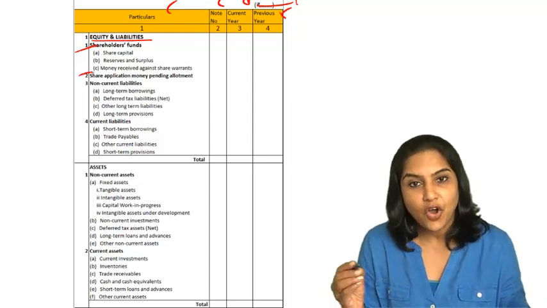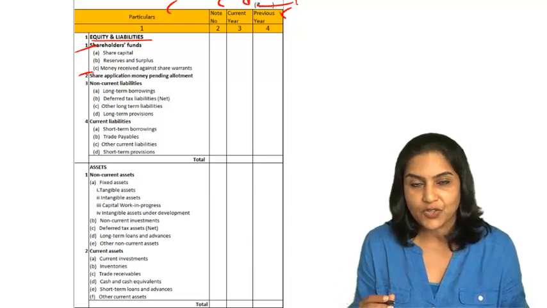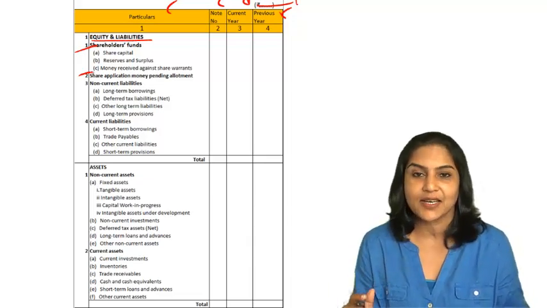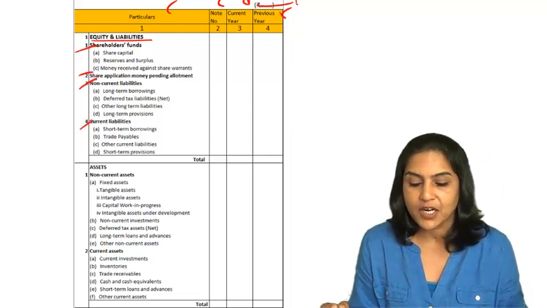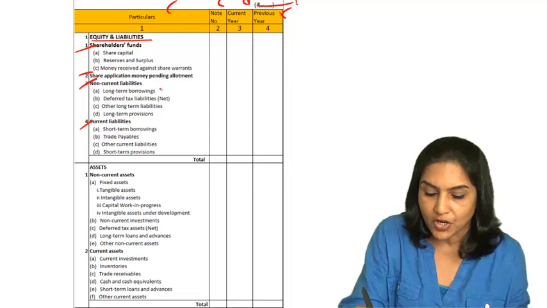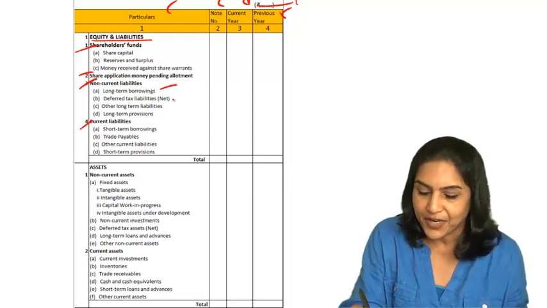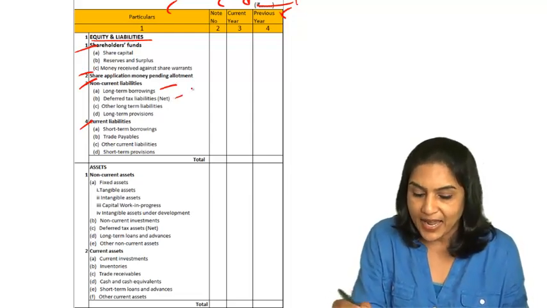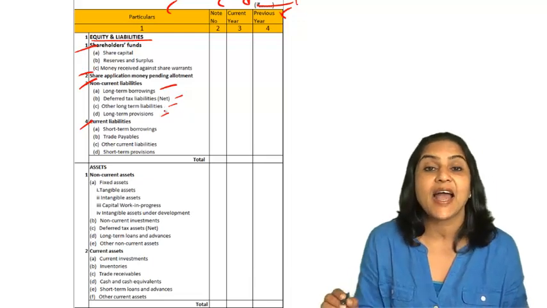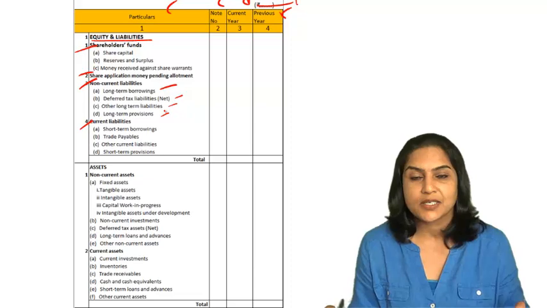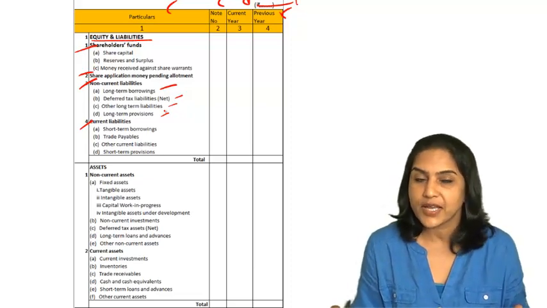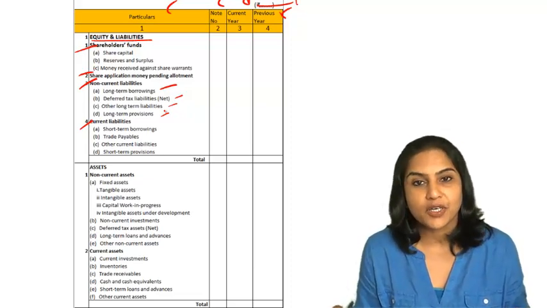And next, non-current liabilities. We're coming to the liabilities. You have non-current liabilities and current liabilities. Under non-current liabilities, we'll have the long-term borrowings, deferred tax liability, any other long-term liability, and long-term provision. Provident fund, gratuity, etc. are examples of long-term provisions.